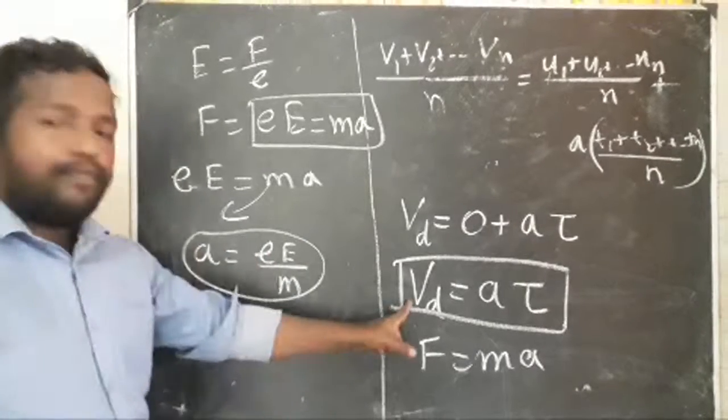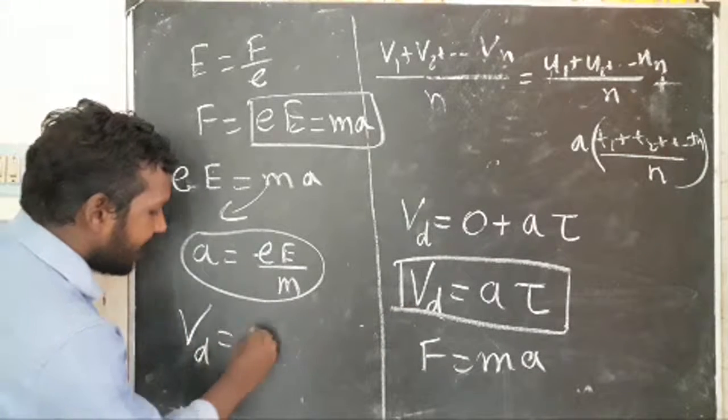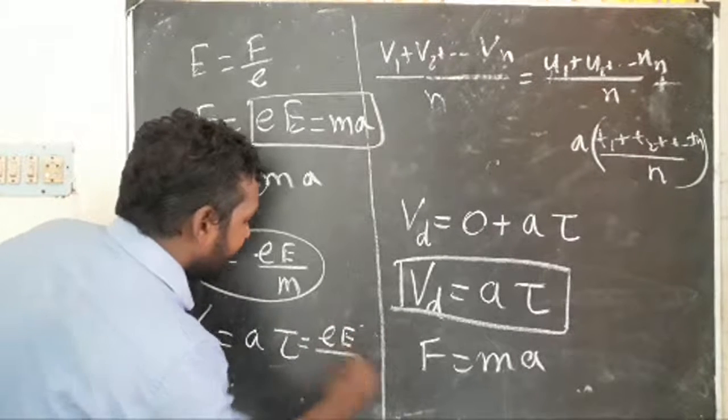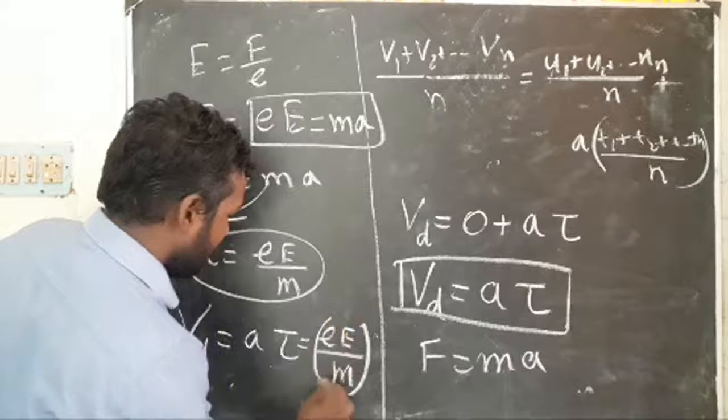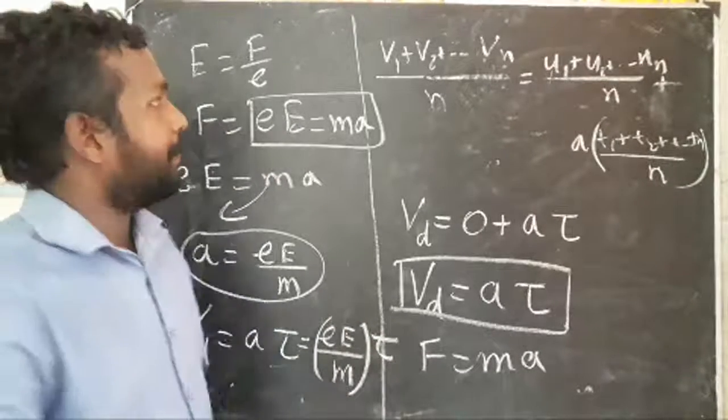Okay, so we have the drift velocity. Drift velocity is equal to a times tau. So now we got what a is: eE divided by m into tau. Tau is going to be the relaxation time here.